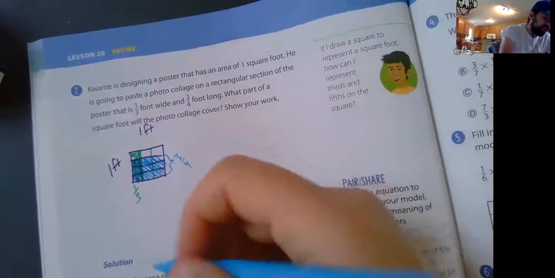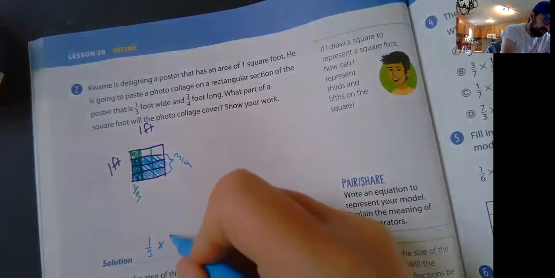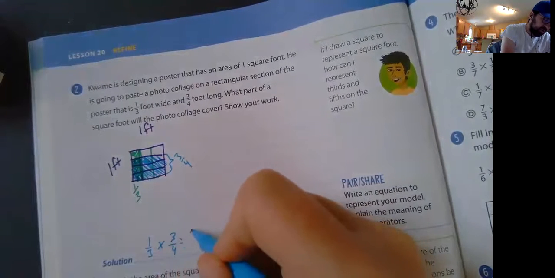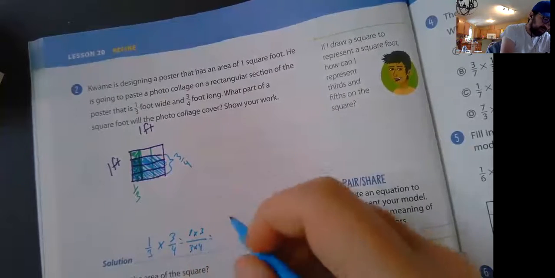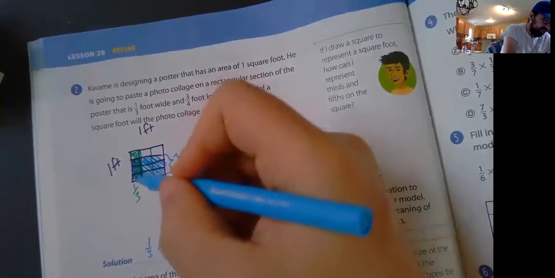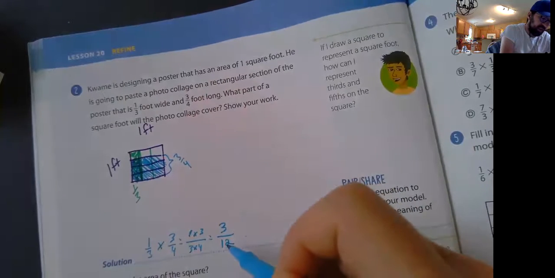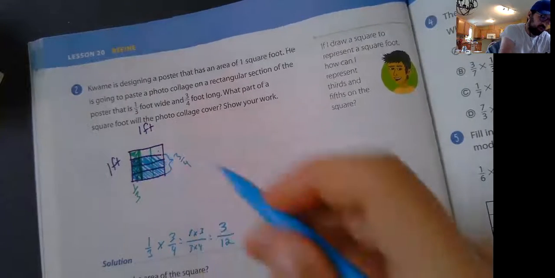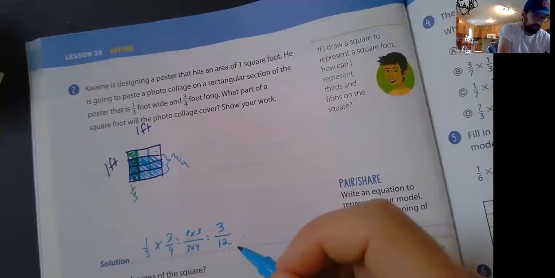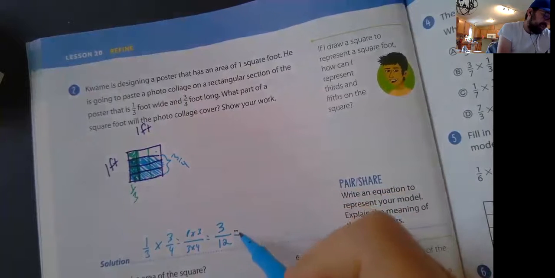So if I write an equation, how I'm going to solve this, I multiply 1/3 of 3/4, which is equal to 1 times 3 over 3 times 4, which is going to equal 3 over 12, right? 1, 2, 3 parts, 12ths. The idea is that this is 12 because there's 1, 2, 3, 4 by 1, 2, 3. There's a total of 12 parts here, correct? Okay. Now, if you simplify this, you're going to see that this is going to equal 1/4.